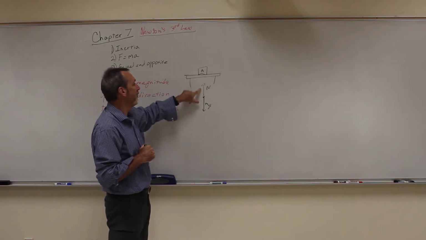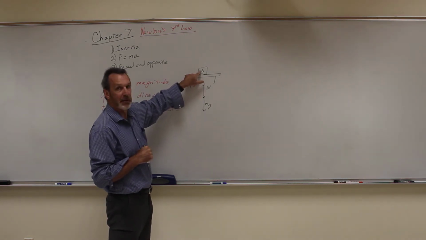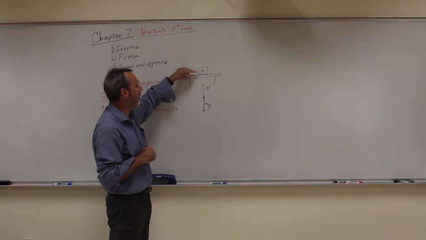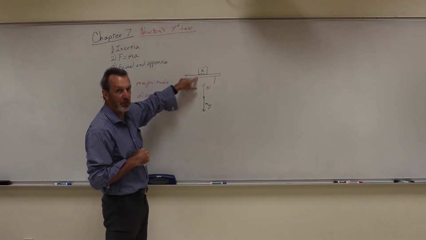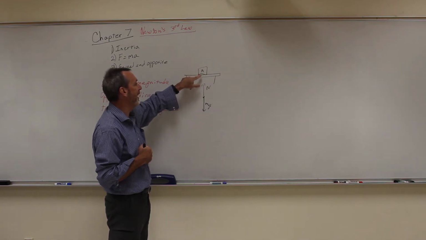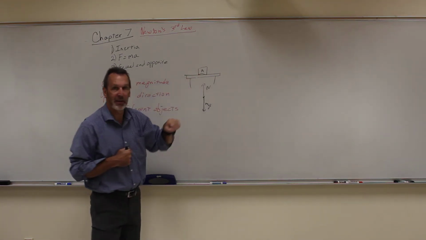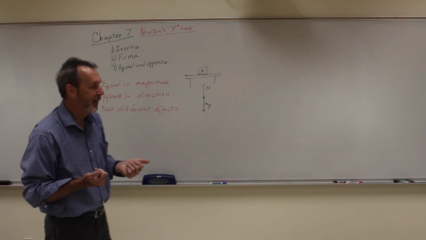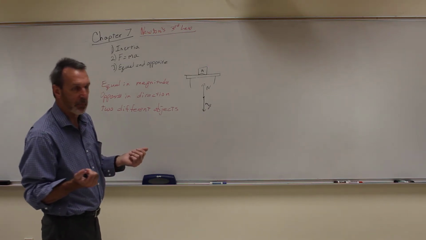Technically, the normal force is the force the table is applying to block A, and block A would apply a force to the table. So if you did a free body diagram of the table, you'd have the force of block A on the table, which would be exactly equal and opposite to the normal force. But we're not doing a free body diagram of the table.